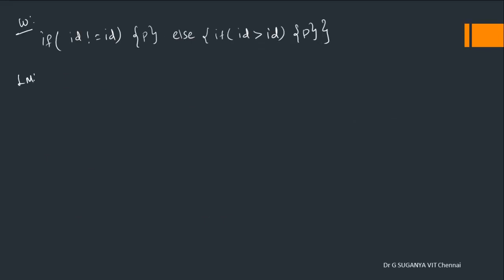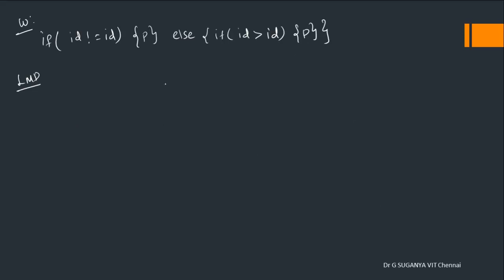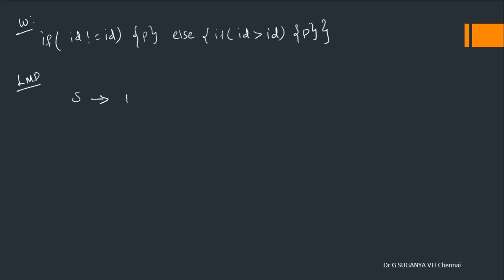Let me do the leftmost derivation alone. What's the start symbol here? It is S. So S has to be expanded to one of the available productions. If you look at this pattern, it needs both if as well as else, and hence the first production has to be mapped: if within bracket condition then statement, else statement.